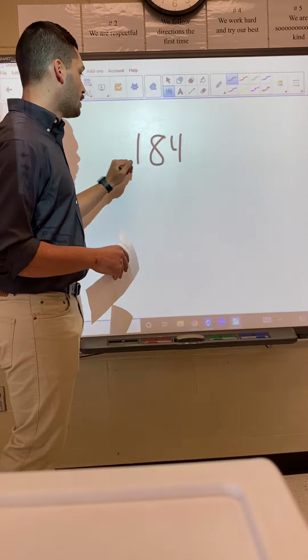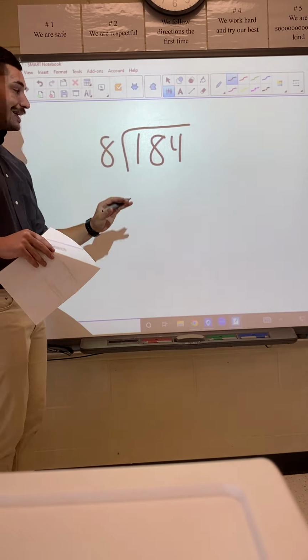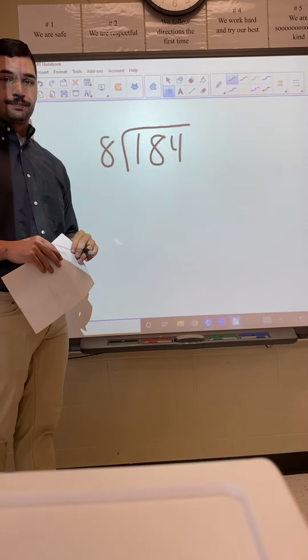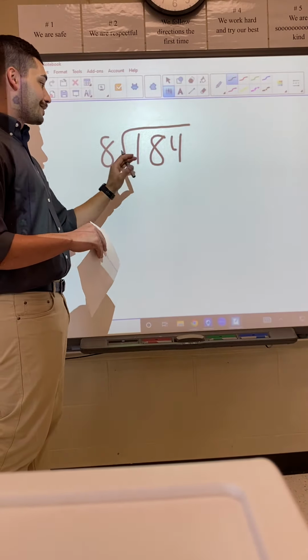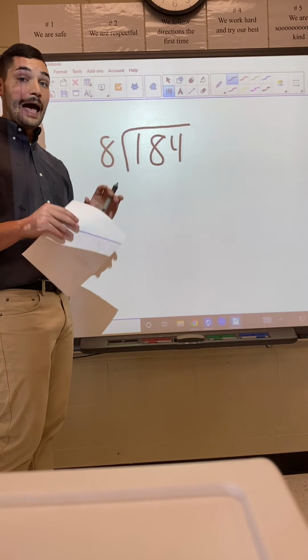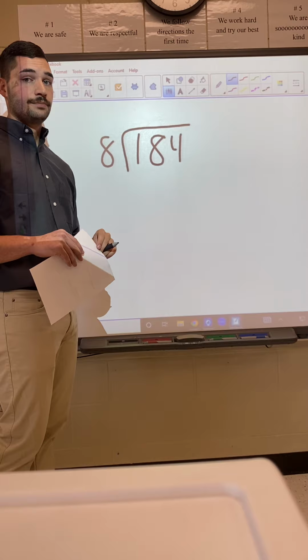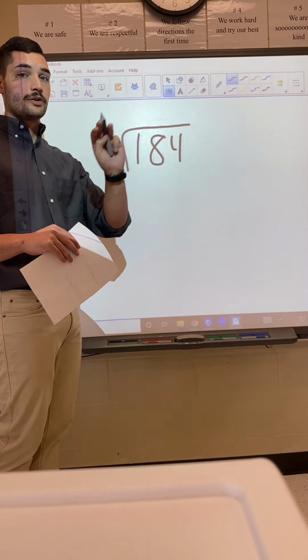184 divided by 8. All right, first thing we're checking, can 8 fit inside of 1? Nope, you're right, it's too small. So now I have to look at this chunk all together. Can 8 fit inside of 18? Yep. How many times can it fit inside of 18? So if we skip count, we go 8, 16, 24.